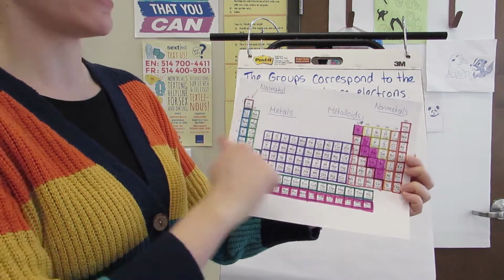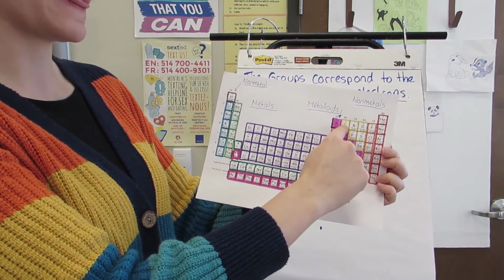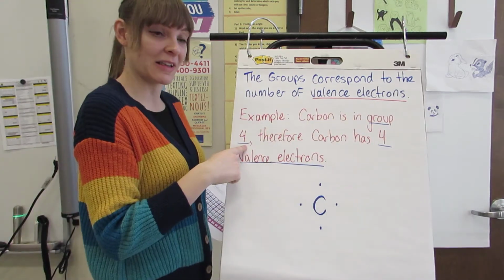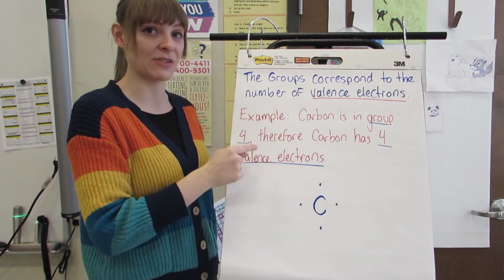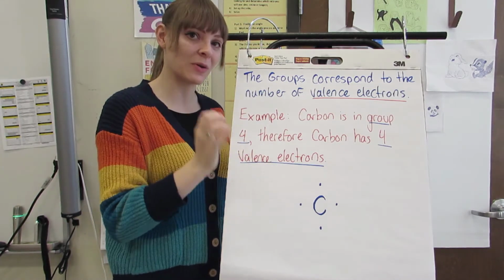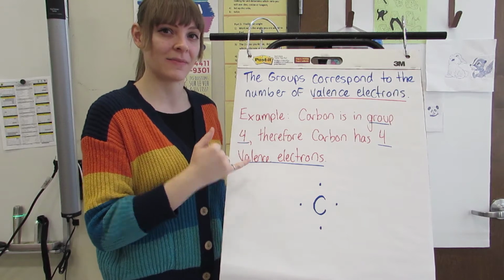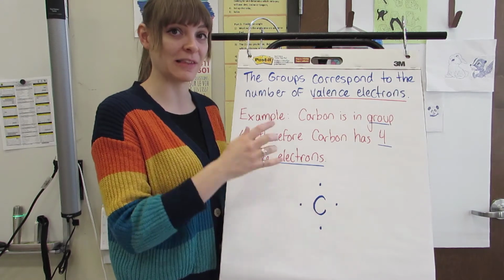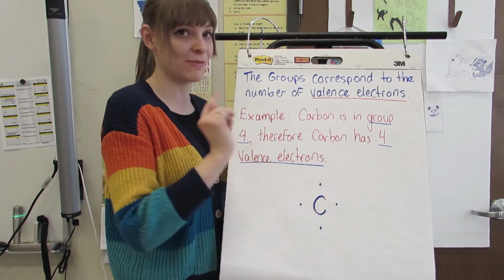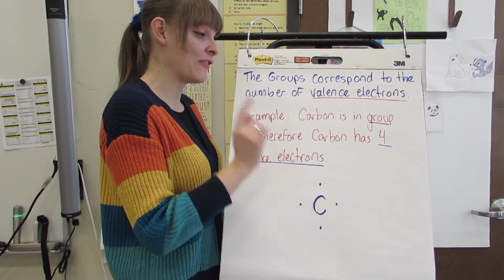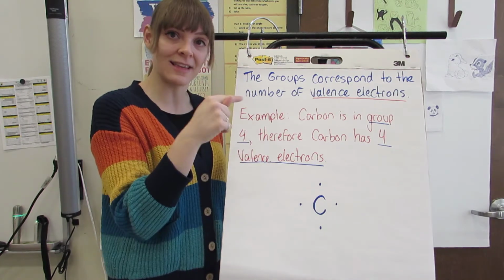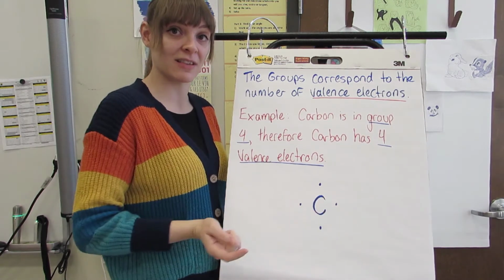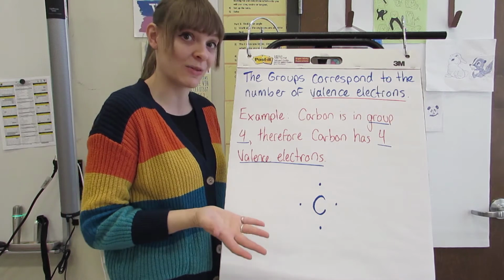Let's take a look at carbon. Carbon is in group 4. Now we know that if it's in group 4, then it has 4 valence electrons. The group number corresponds to the valence electrons. So the way that we draw this particular atom with the Lewis structure is we draw the chemical symbol, which is C, and then we draw 4 dots around C. So 1, 2, 3, 4. Those represent the valence electrons. And really, that's all there is to it.